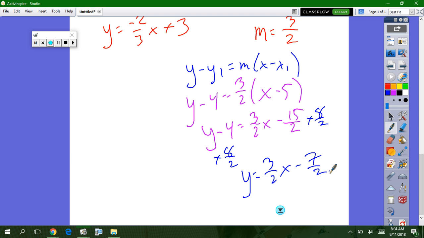Isn't there an infinite amount of lines that are perpendicular to that line? But there's only one line that's perpendicular that goes through that point. Okay? Is everybody with me on that?